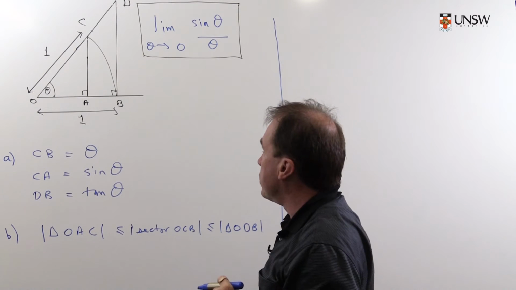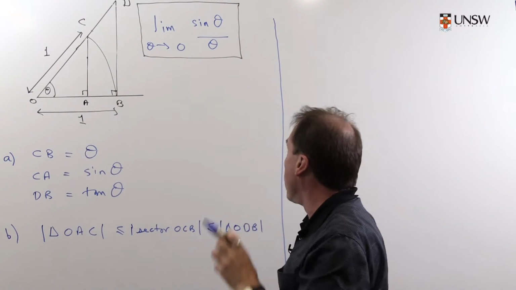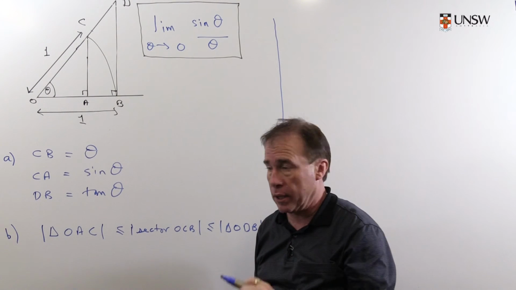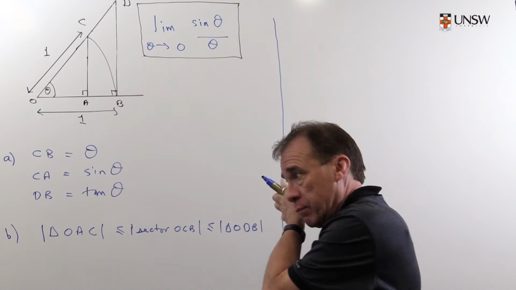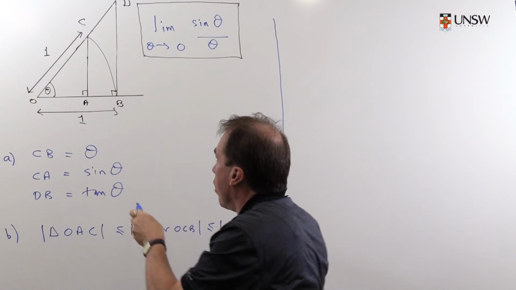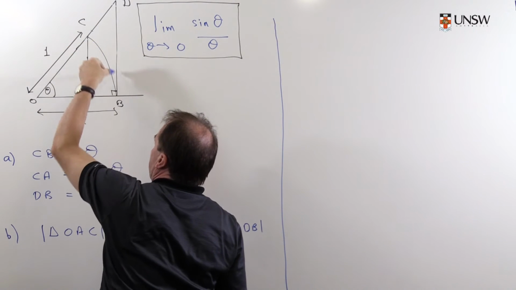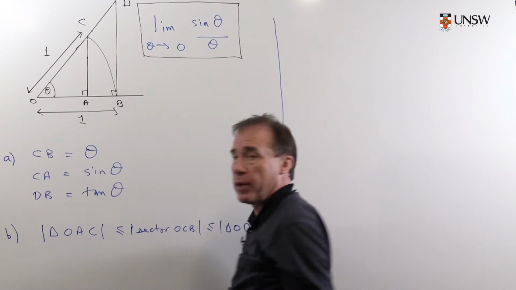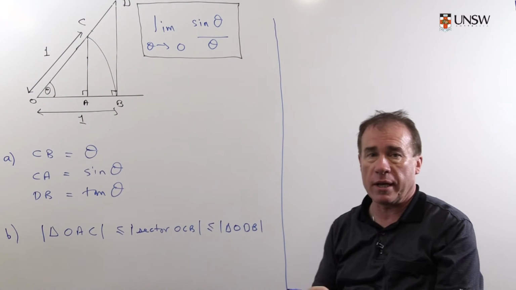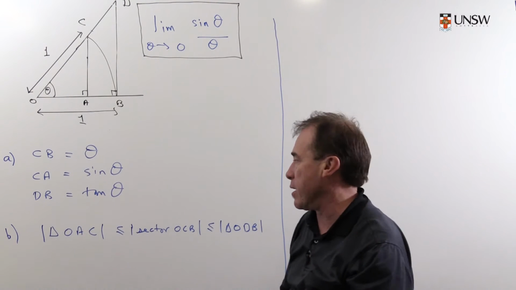The next part says to consider some areas and compare some areas to try and derive a particular inequality that I'll put up in a second. So just looking at the diagram, it's pretty obvious that the area of this triangle is less than or equal to the area of this sector, which in turn is less than the area of the big triangle. And that's what I've written down here. So I'm just going to calculate each of these three areas.